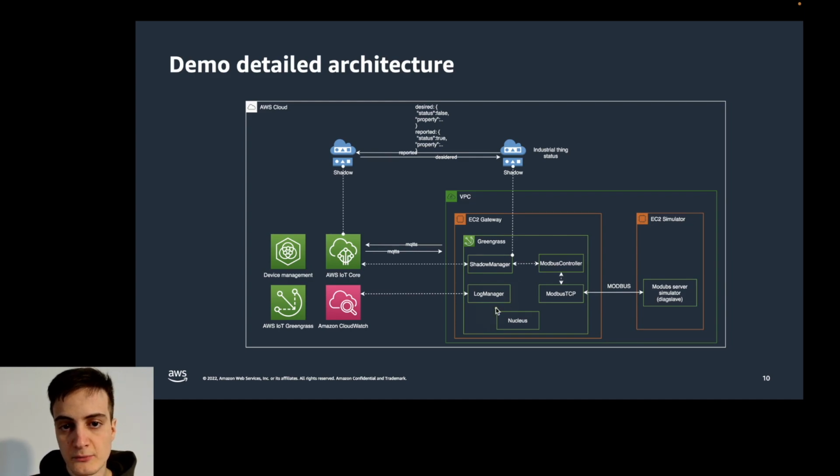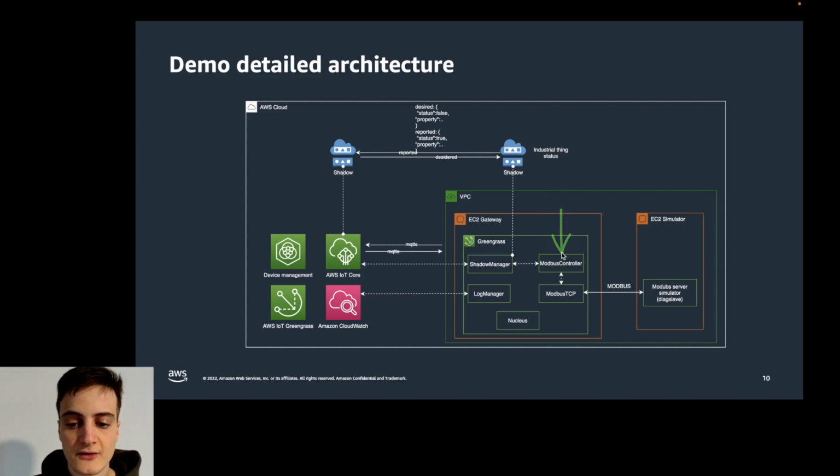Finally, the third provided component is the Log Manager. Log Manager is a component which is responsible to send messages and logs directly to CloudWatch for all the components. So all the components are logging locally, but Log Manager is sending the logs to CloudWatch. So we don't need to access the device to read the logs. Nucleus is the main component, and it's the runtime of Greengrass, which also hosts the broker, the internal MQTT broker.